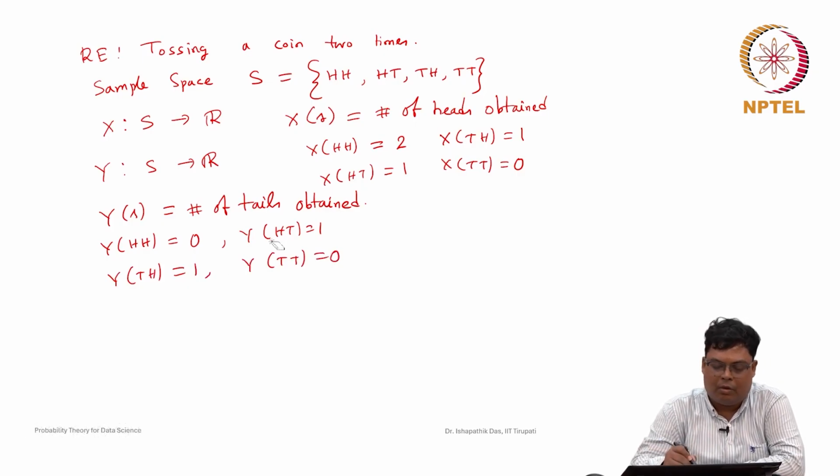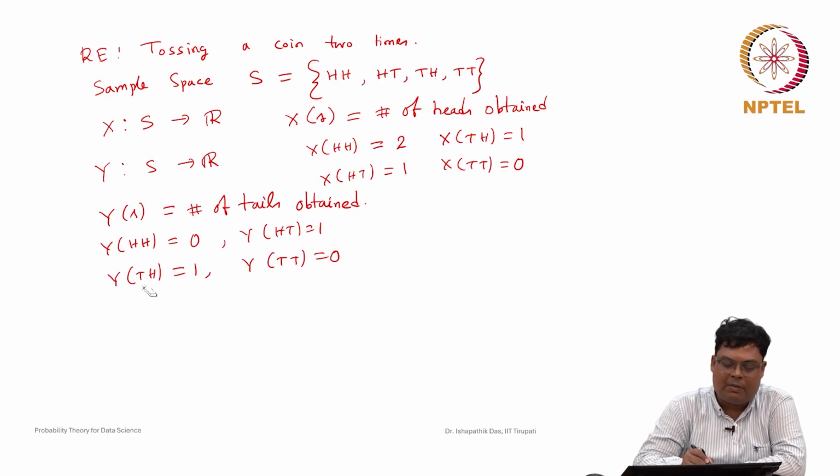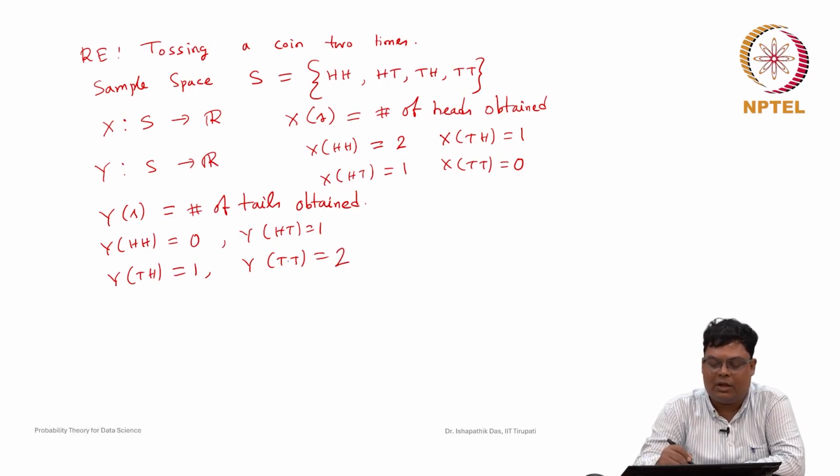Y of HT: the number of tails is 1, that is why 1. Y of TH: the number of tails is 1, that is why 1. Y of TT: the number of tails obtained is actually 2. So, this is actually the opposite of X; here we have to consider the number of tails for this random variable. So, 2 random variables we consider.